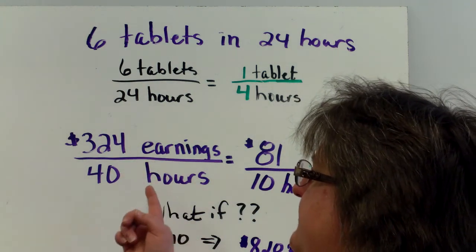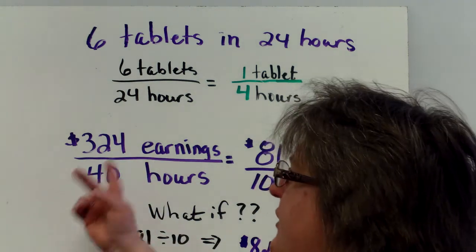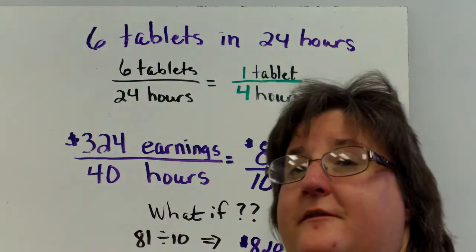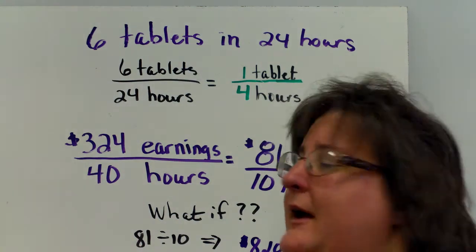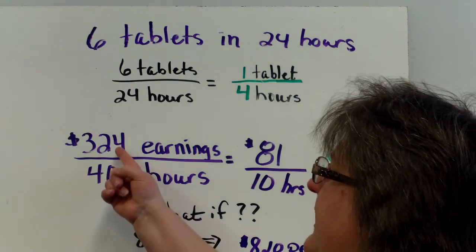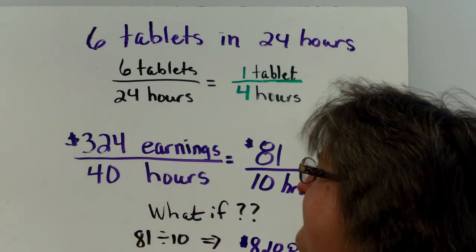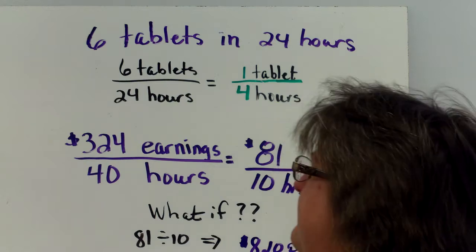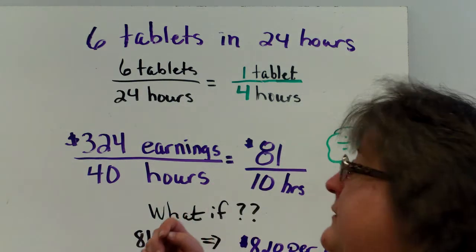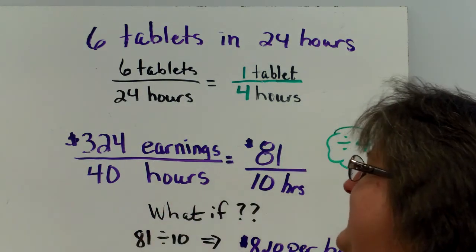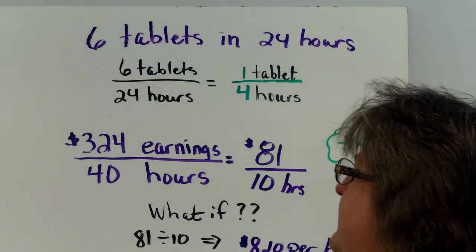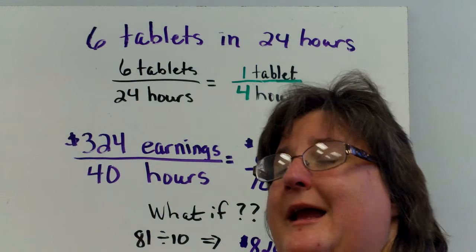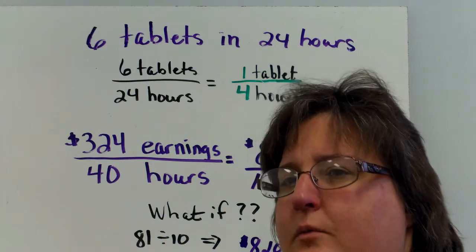Here we have earnings per hour. That's a rate. $324 in 40 hours. Again, that's a rate, but we want to simplify that rate. We could divide the numerator by 4 and the denominator by 4. That would give us 81, don't forget the dollars, over 10, don't forget the label there as well, so $81 in 10 hours. Again, that would be a simplified rate.